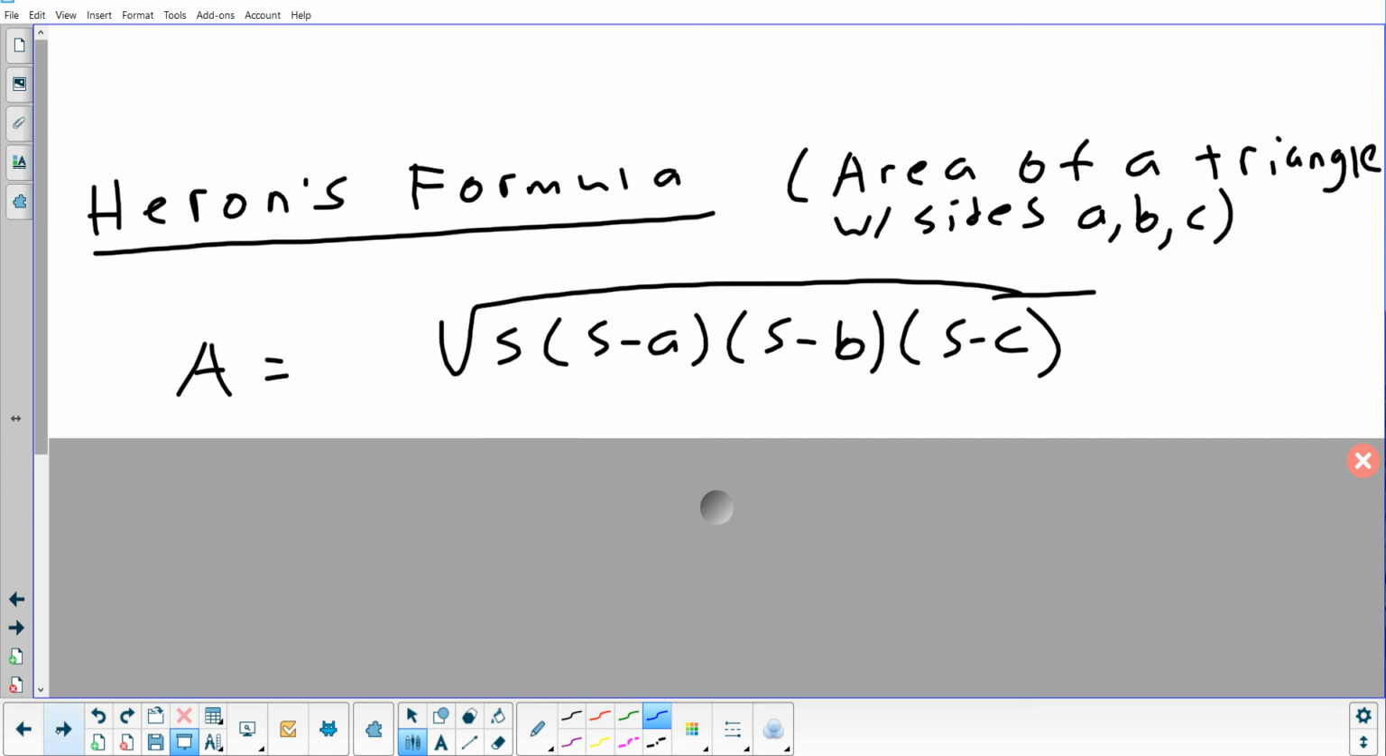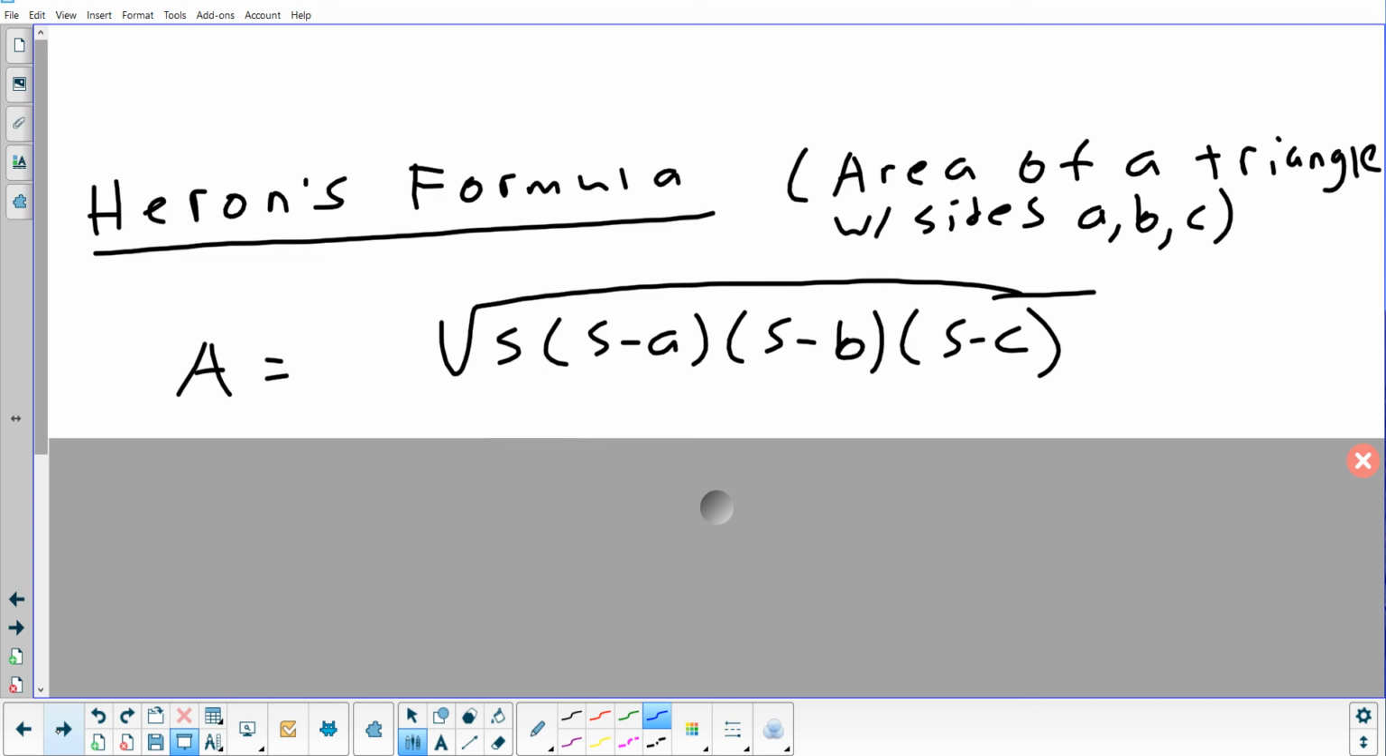Now, the a, the b, and the c, hopefully you know what those are. Those are the sides. But s is not a letter we've used before. Well, you have to calculate s. That's kind of the downside to this. You got to figure out what s is. But s is very easy.